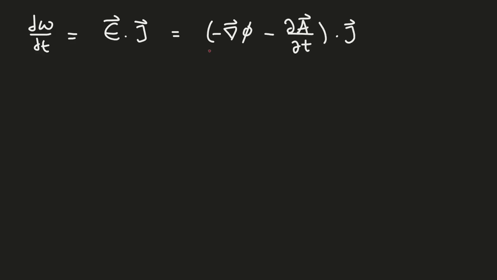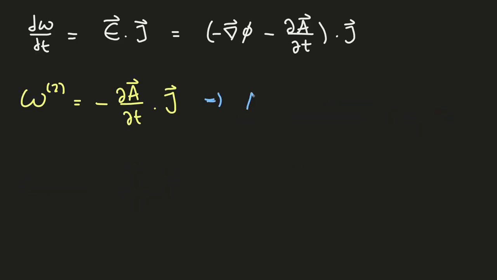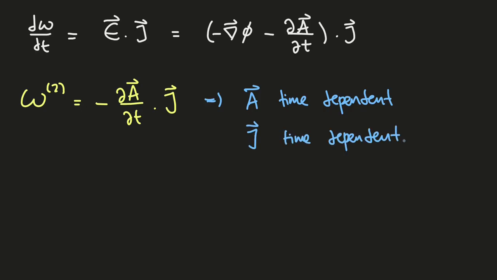And here, I will separate nabla V dot J as omega 1 and the other one as omega 2. And here, omega 1, by integration over t and volume, will bring us to U_E as before. So here, we will focus on omega 2. Here, A is time dependent because of partial differentiation, and J here may be time dependent because of Ampere's law. And here, if we stick to the magnetostatic field, then B must be time independent. This looks inconsistent. So here's the trick.